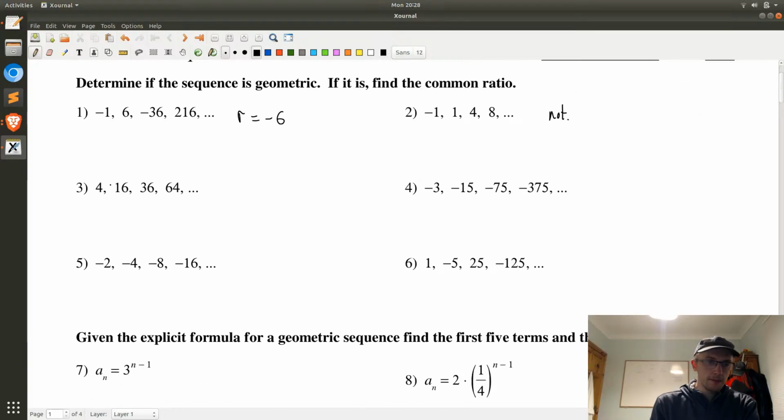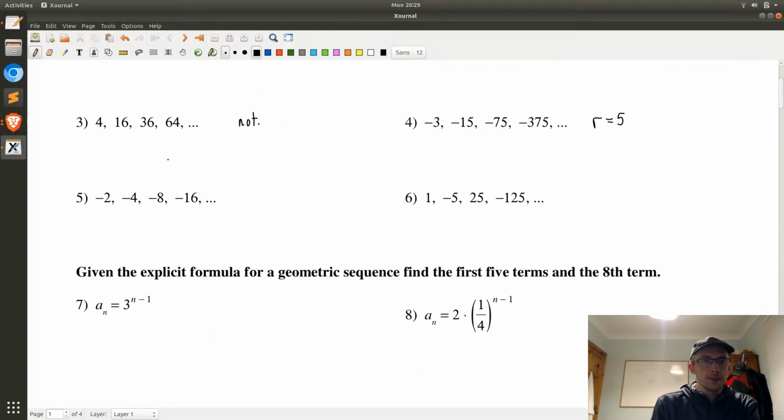This one, these are the even square numbers, which is not geometric. It's quadratic. It's 2n all squared. This one here, multiply by 5 each time. So the common ratio is 5. R equals 5. -2, -4, -8, -16. Well, the common ratio is clearly 2. I'm doubling each time. And here the common ratio is clearly -5.